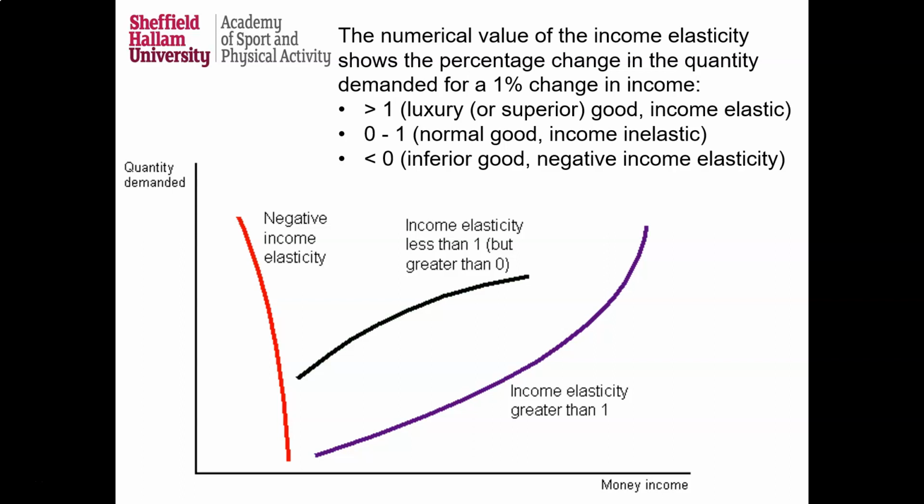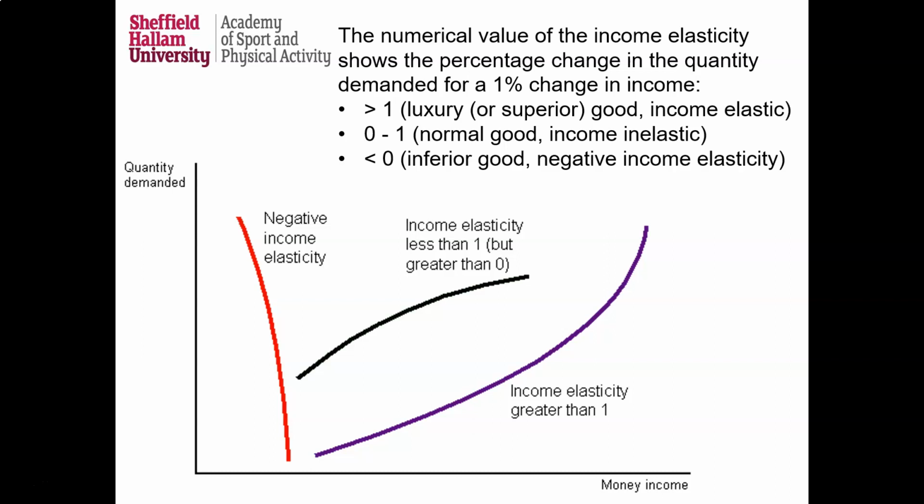Okay. And what we can see here is a negative income elasticity schedule in red here. And this is the demand schedule for an inferior good. And inferior goods are those goods for which demand decreases as incomes increase. And this could be because these inferior goods are being substituted for luxury or superior goods.